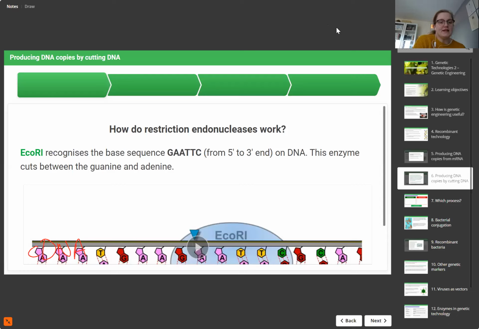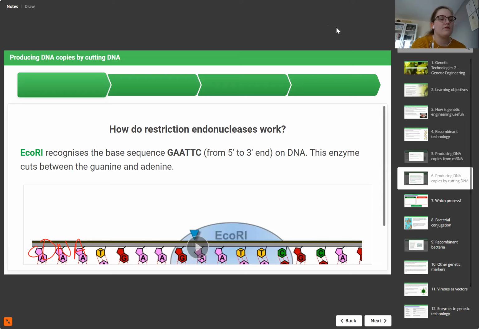Okay, so restriction endonucleases, EcoRI, that's the shorthand for it, and we'll look into that in a little bit more detail. EcoRI is a restriction endonuclease, and it recognizes the base sequence GAATTC from the 5' to the 3' end on DNA. This enzyme basically comes along and cuts between the guanine and the adenine. I'm going to explain this a bit more.